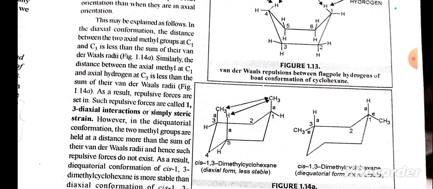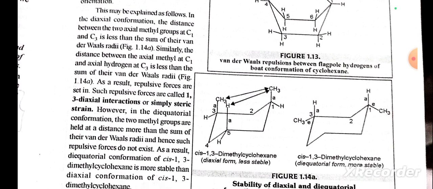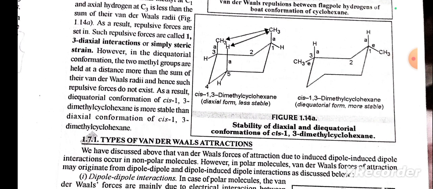However, in the equatorial configuration, the two methyl groups are held at a distance more than the sum of their van der Waals radii, and hence such repulsive forces do not exist.